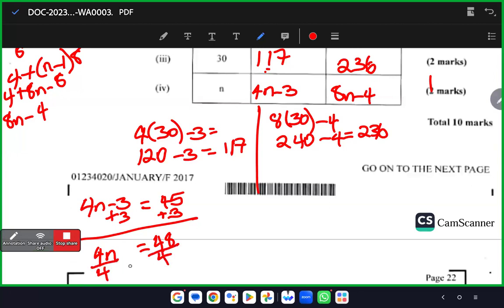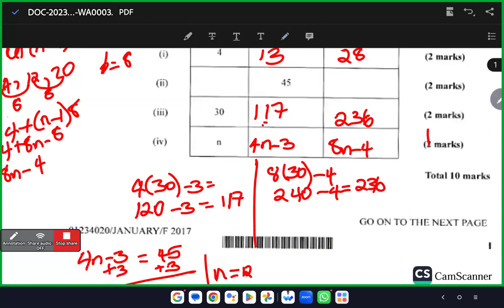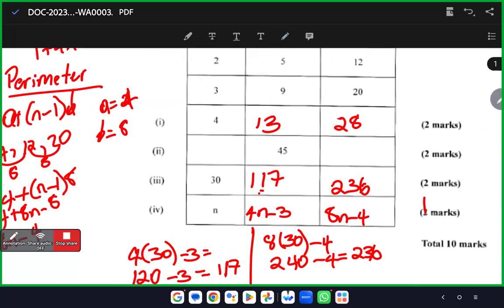So 4 into itself is 1, and 4 into 48 would be 12 times. So n in this case would have been equal to 12. All right, so that would have been the position of the term. And let us just go up here, and while you do it, you fill in the information in your diagram or in your table, so as not to forget. So the position of the term here would have been 12. And so with this, we can go ahead and find what the perimeter of this term would actually be.